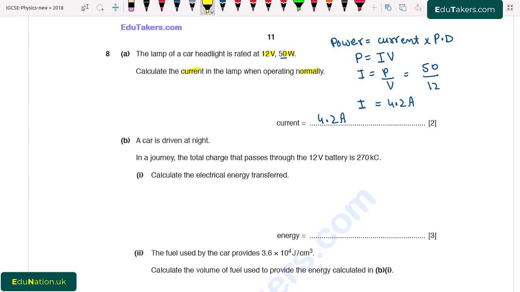Part B. A car is driven at night. In a journey, the total charge that passes through the 12 volt battery is 270 kilocoulomb. Here again the potential difference is given and the charge is 270 kilocoulomb. Part 1. Calculate the electrical energy transferred. Here we have to find out the value of electrical energy.